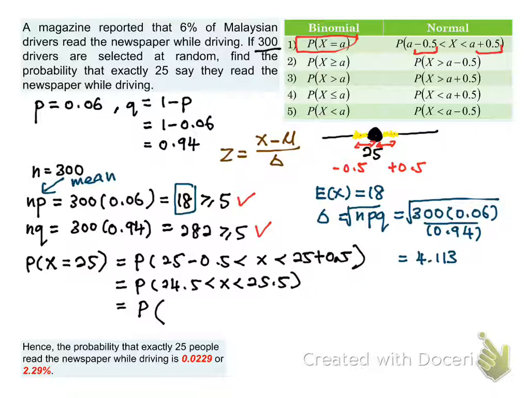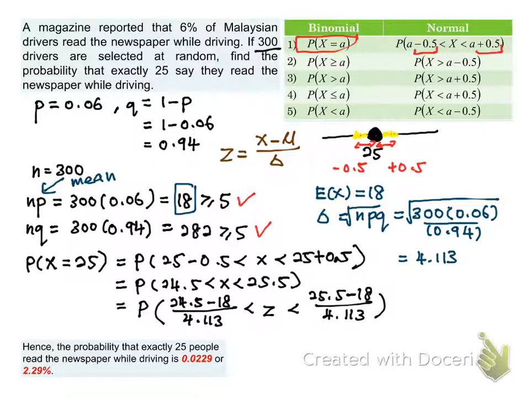Okay, good. So now substitute into the equation. Minus the mean, which is 18, divide by 4.113. Now it becomes z already. So 25.5 minus 18 divided by 4.113. What do you get? P(1.58 less than Z less than 1.823). Same as yours.